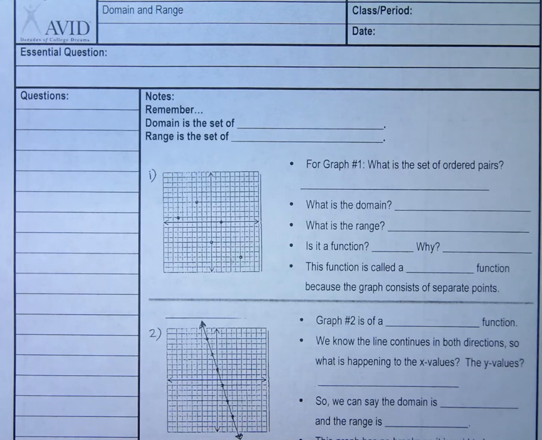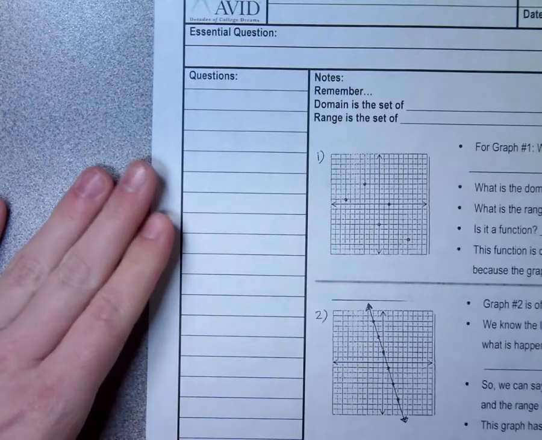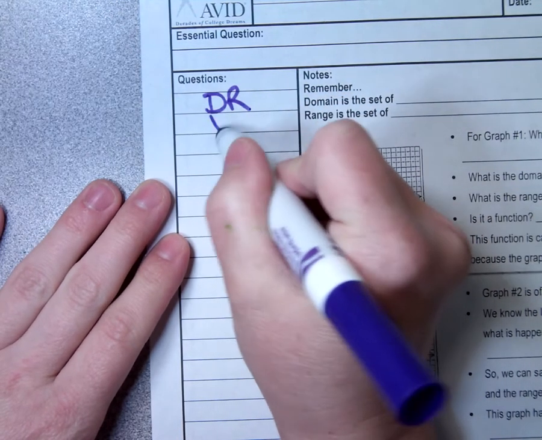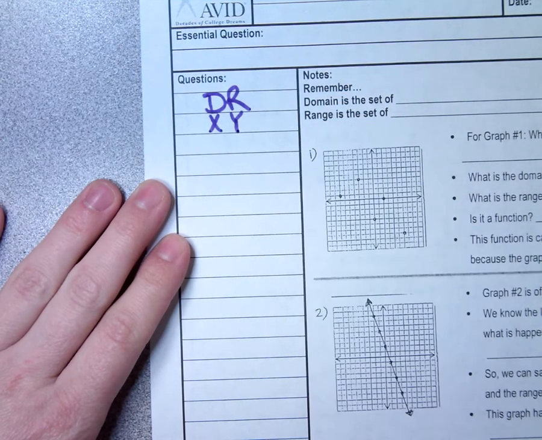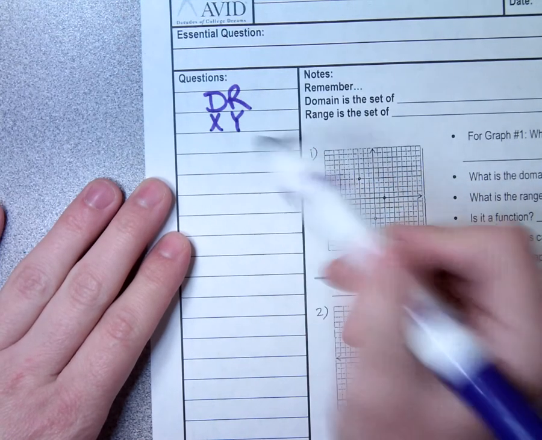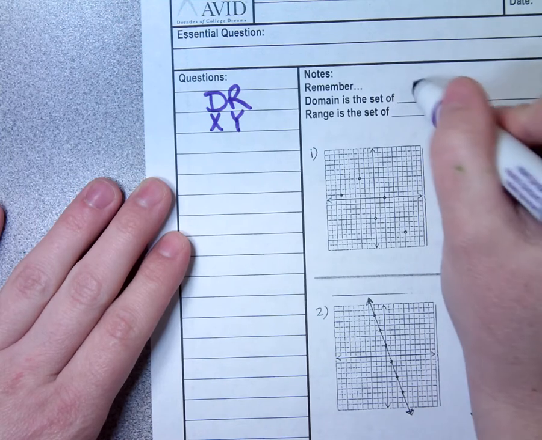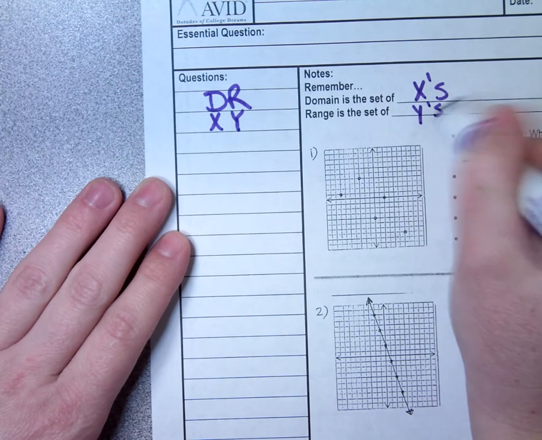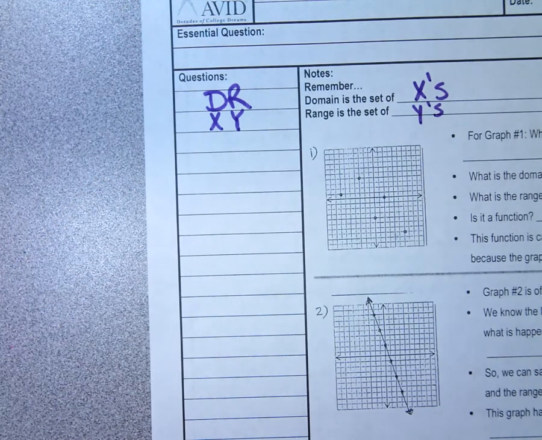So first of all, just a little side note. Let's remember our memory device, Dr. XY. So domain are your x's and range are your y's. So domain is the set of x's and range is the set of the y's. Dr. XY.